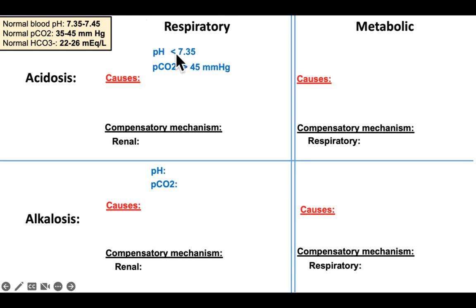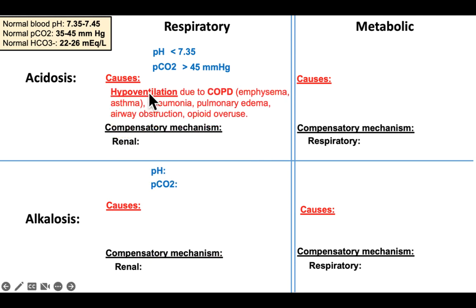Low pH, high carbon dioxide. That causes respiratory acidosis. What are some of the major causes? Hypoventilation due to COPD, emphysema, chronic bronchitis, asthma, pneumonia, pulmonary edema, airway obstruction, and opioid overuse. Opioids will suppress the respiratory rate. How might the body compensate? Well, we can't use the respiratory system. We're going to use kidneys. Excretion of the protons, reabsorption and synthesis of more buffer.